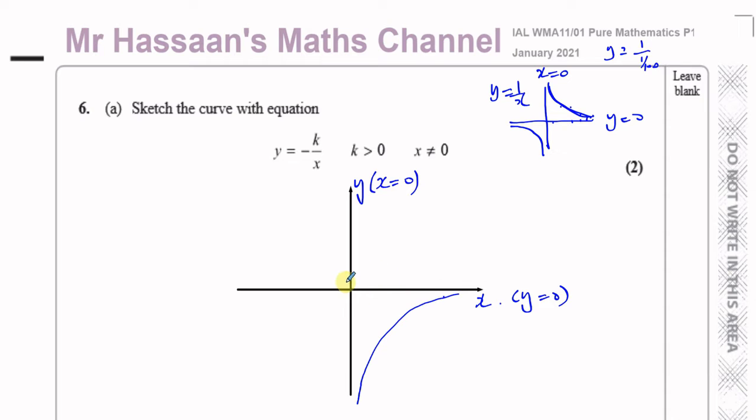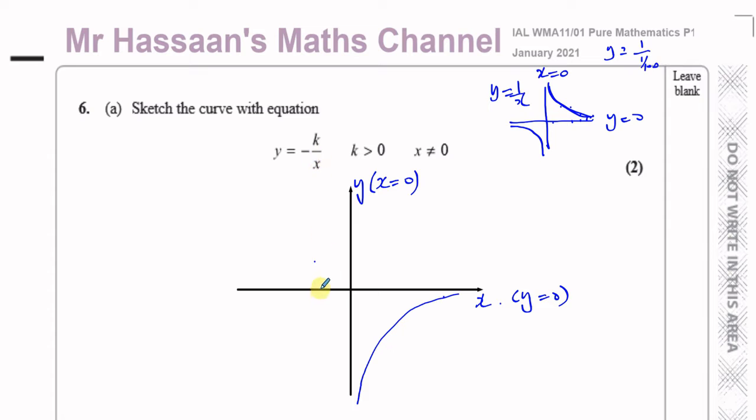And on the side when x is negative, like if x, for example, was negative 1, then y is going to be a positive value. Because, for example, if k was 1, you have minus 1 over minus 1, which is going to give you positive 1.